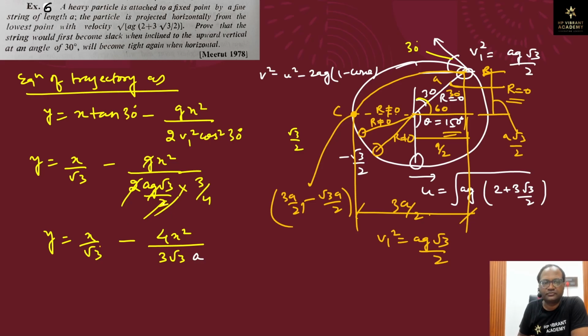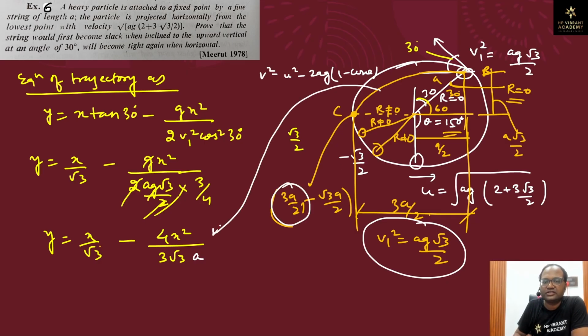Okay. So we have the equation of trajectory as y = x tan alpha minus g x square upon 2 u square cos square alpha. So alpha is 30 degree and v1 square is this one, a g root 3 upon 2. So let us put here, this is 4 upon 3 root 3. So now let us put the value of x coordinate. So this is the expression for the trajectory.